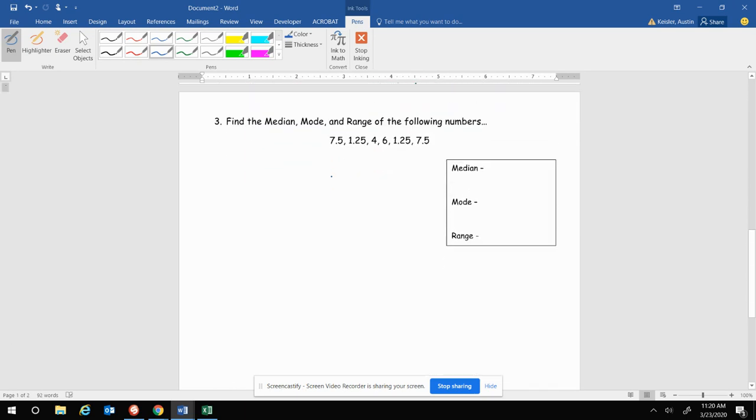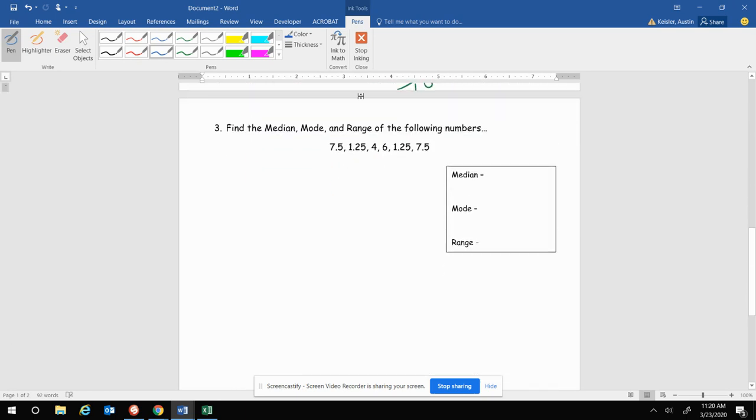Okay, we're going to do one more example. This one has some decimals, but it's the exact same way. I'm going to start off by ordering least to greatest. I have two 1.25s. Then I have a 4, a 6, and then I have two 7.5. So I'll just order those least to greatest like we are always going to start off with.